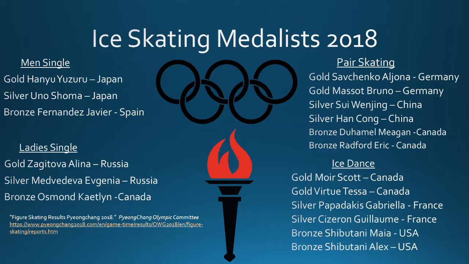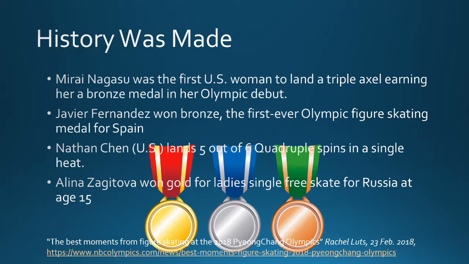In the pair skating event, gold went to both Aljona Savchenko and Bruno Massot from Germany. And in the ice dance category, gold went to Scott Moir and Tessa Virtue from Canada. And of course, just as with its predecessors, in this Olympics, history was made in many different ways for the sport and for the many awe-filled onlookers who saw just what the human body can accomplish.